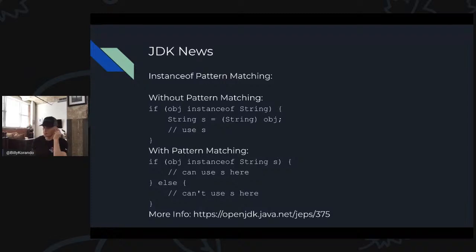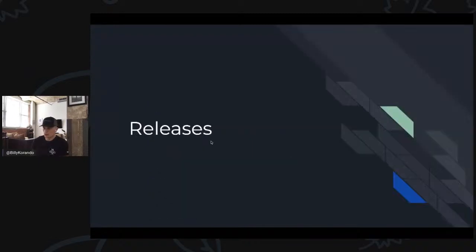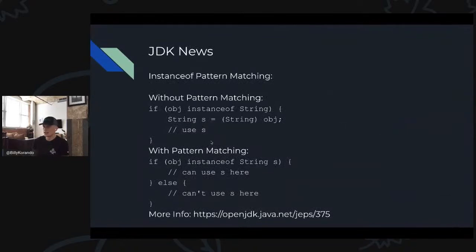And so this is an example of it with instanceof pattern matching, where you would have to have this annoying thing of if object instanceof String, and then you would have to cast it to String within the if block. Now with pattern matching, you won't have to do that. If you do object instanceof String, then you can just directly assign it or use it as a String within that if block. But then, of course, you can't use it in that else block because it obviously wouldn't be a String. And you can read more about it at this link, for pattern matching and some of the other stuff coming as well.